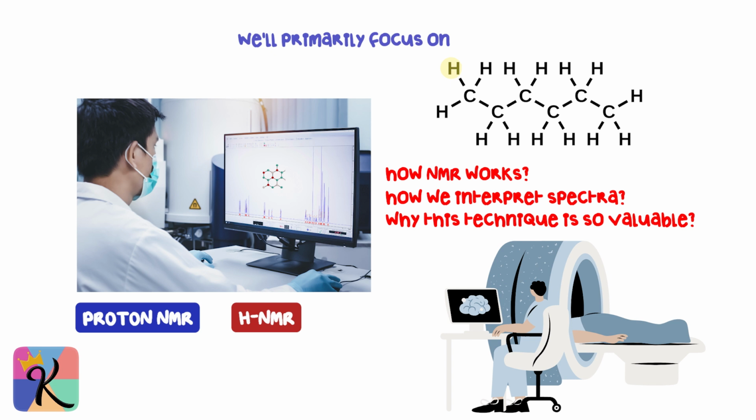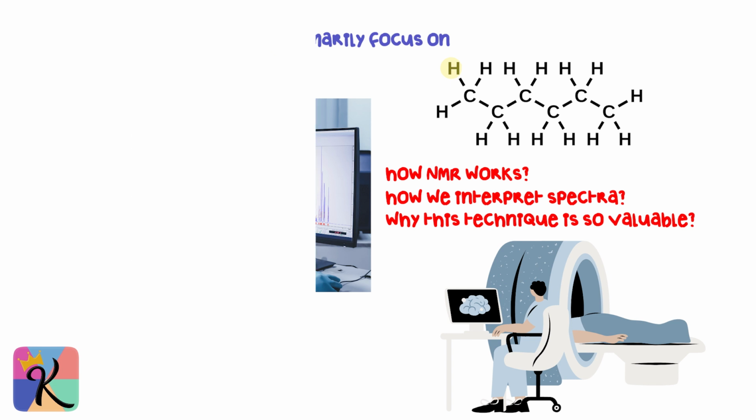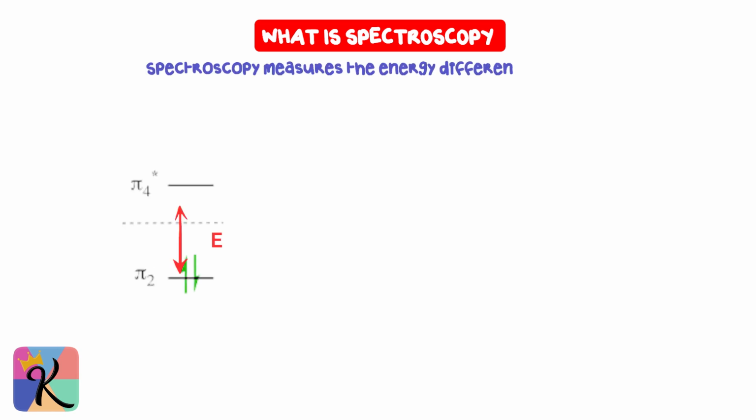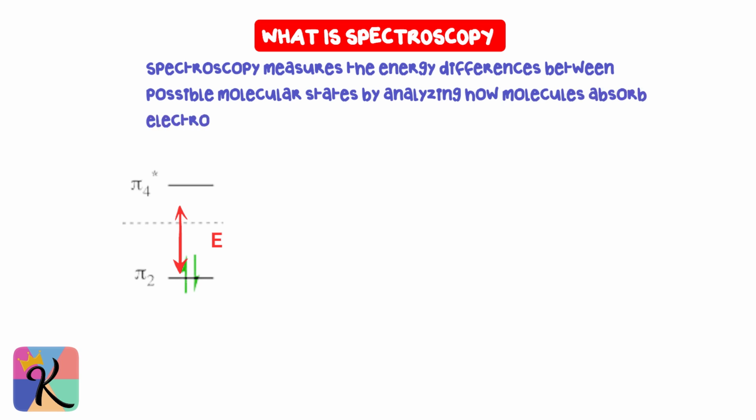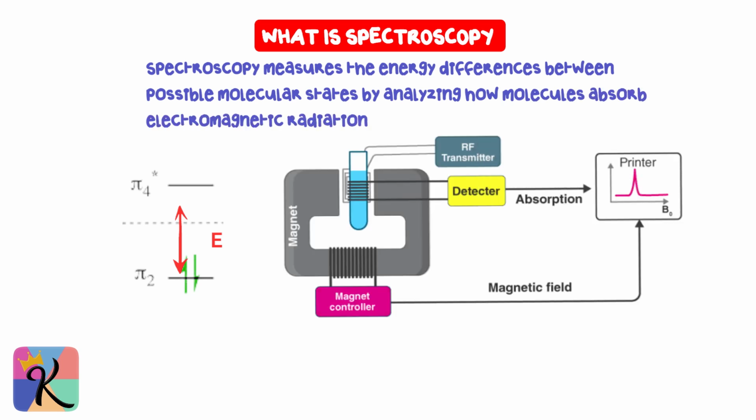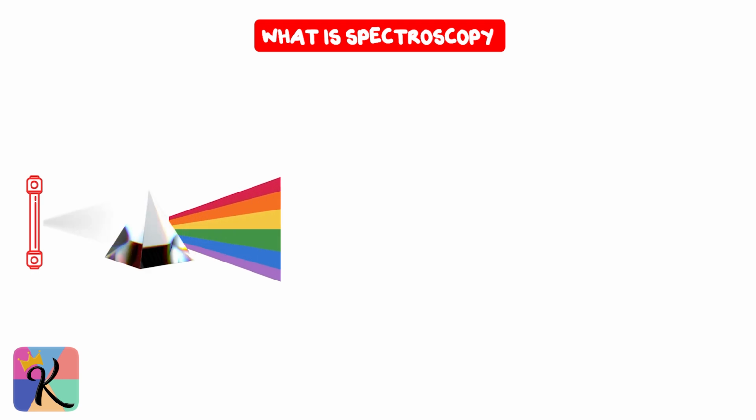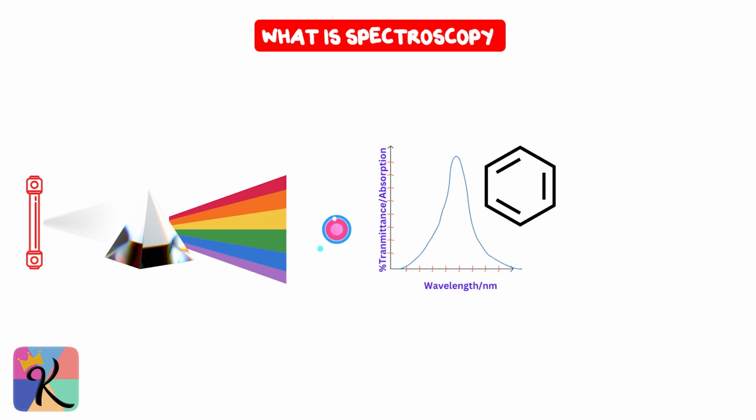Let's get started. Before diving into NMR specifically, let's quickly cover what spectroscopy is. Spectroscopy is a broad technique that measures the energy differences between possible molecular states by analyzing the frequencies of electromagnetic radiation absorbed by molecules. In simpler terms, when molecules interact with light or other forms of energy, they absorb specific amounts, depending on their structure. This absorption provides valuable information about the molecule's characteristics.